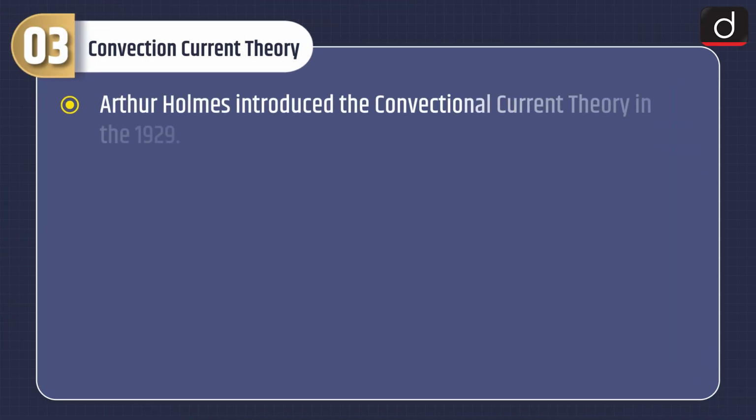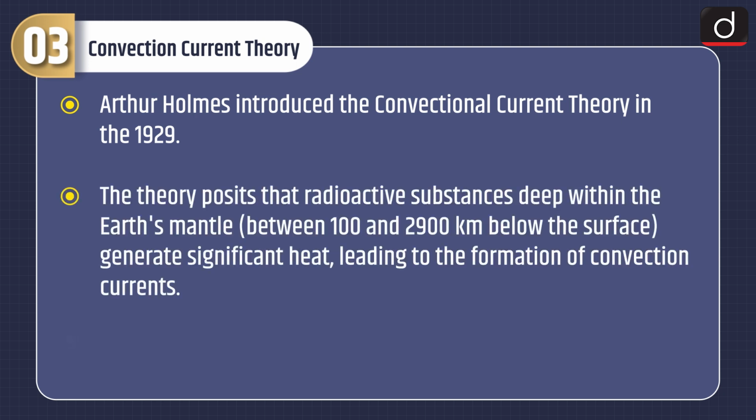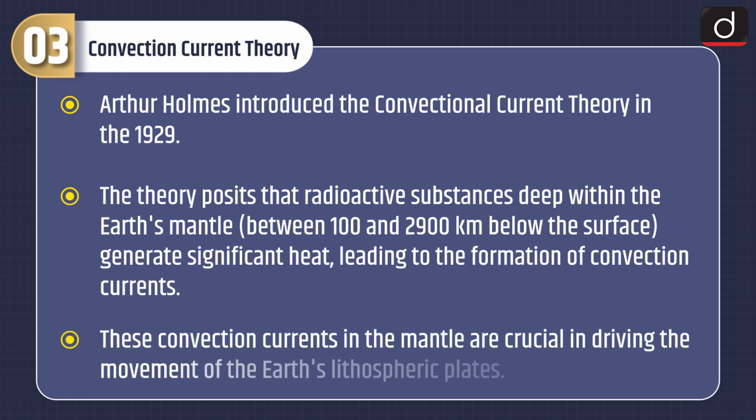Now let's discuss convection current theory. Arthur Holmes introduced the convectional current theory in 1929. The theory posits that radioactive substances deep within the Earth's mantle, that is between 100 and 2900 km below the surface, generate significant heat, leading to the formation of convection currents. These convection currents in the mantle are crucial in driving the movement of the Earth's lithospheric plates.